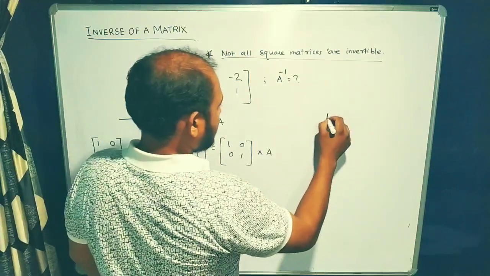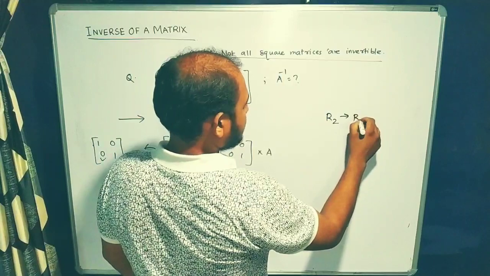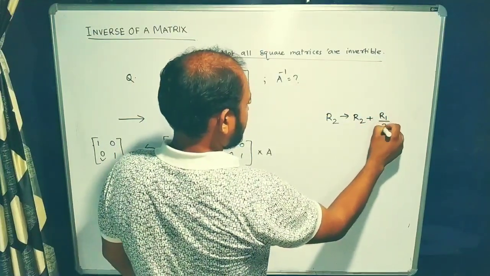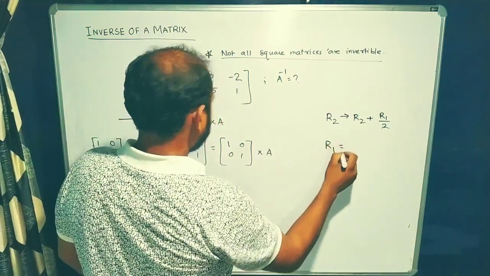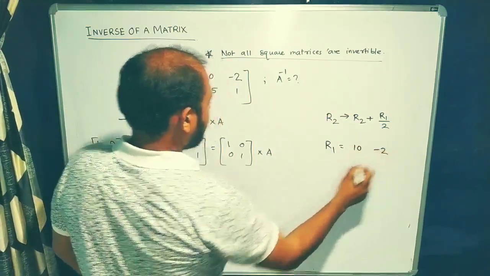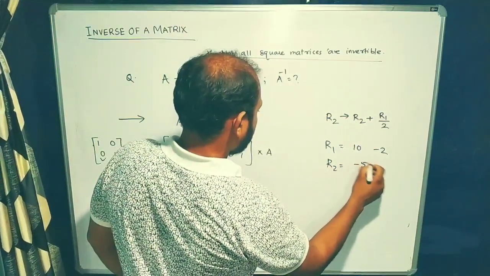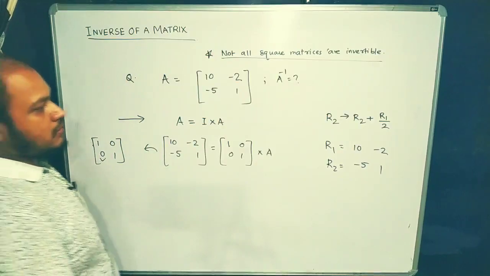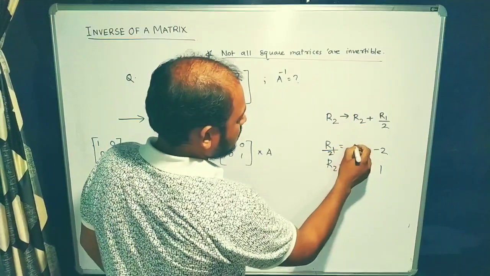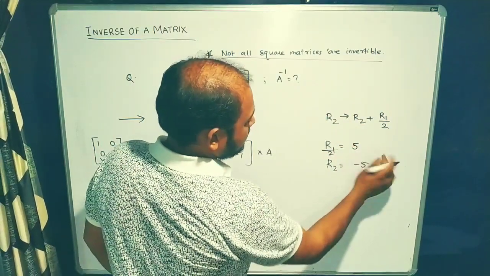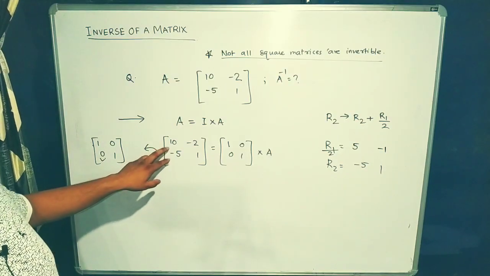So our element operation of choice will be second row gets changed to second row plus first row divided by 2. So our first row is 10 minus 2, and the second row is minus 5 1. Okay, then R1 by 2 is equal to 10 by 2 is 5, minus 2 by 2 is equal to minus 1, right? Then second row gets changed.